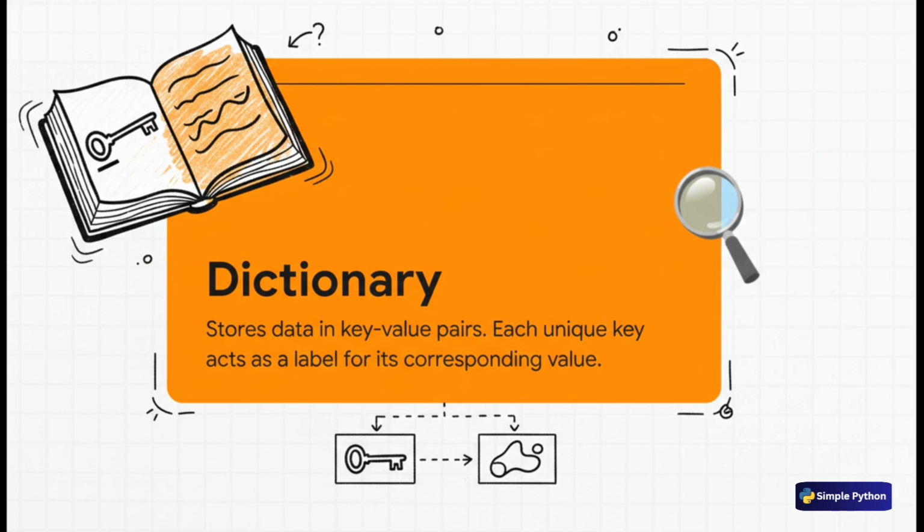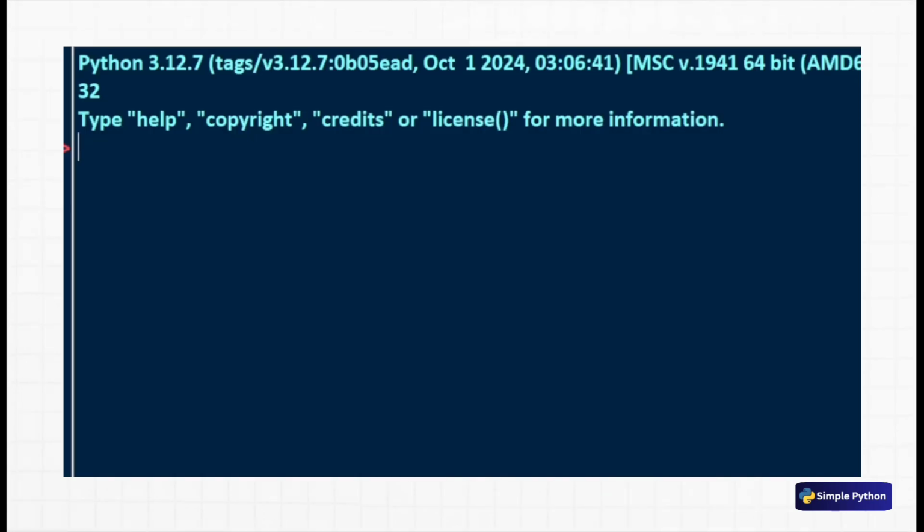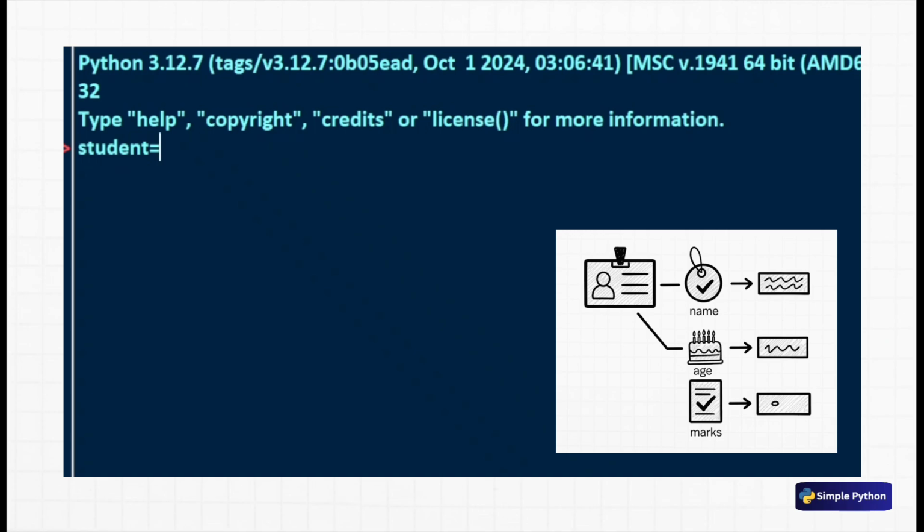Check this out, it's a perfect example. We're making a student dictionary. Notice the pattern. Each item is a pair. The string on the left of the colon, like name, is the key, and the data on the right, like Amit, is the value.